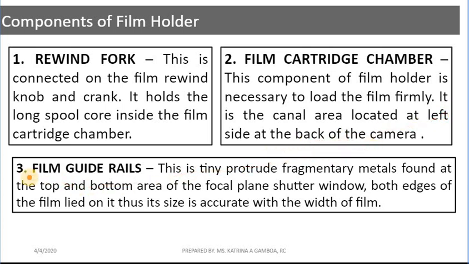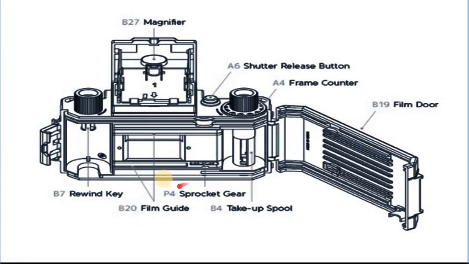And we also have the film guide rails. This is the tiny protrusive fragmentary metals found at the top and bottom area of the focal plane shutter window. Both edges of the film slide into it, thus its size is accurate with the width of the film. Ito yung parang pinaka maliliit na parang sprocket. Ayan siya, oh. So this is the film guide. Ito yung rewind. And then this is the take-up spool. Ayan. So, this is the film door or parang pinaka tinatawag nilang back cover ng ating camera.